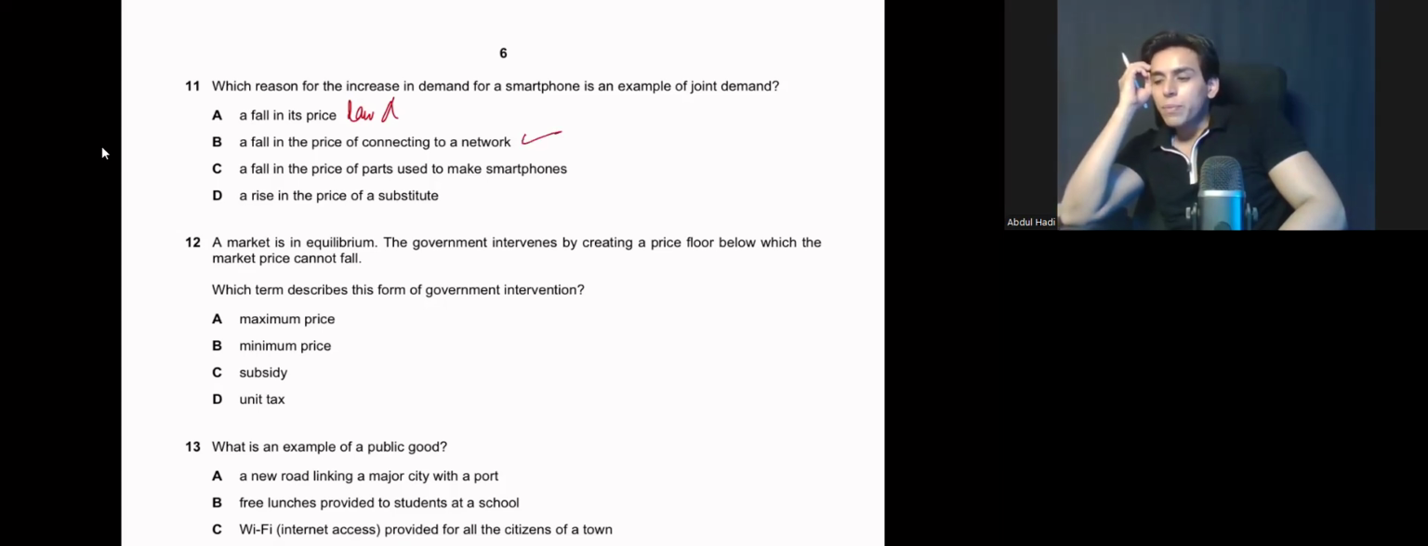A fall in the price of parts used to make smartphones. This is raw material. This is not joint demand. This is linking with supply because you are using factors of production. You are using raw material to produce mobile phones. So this is part of supply.